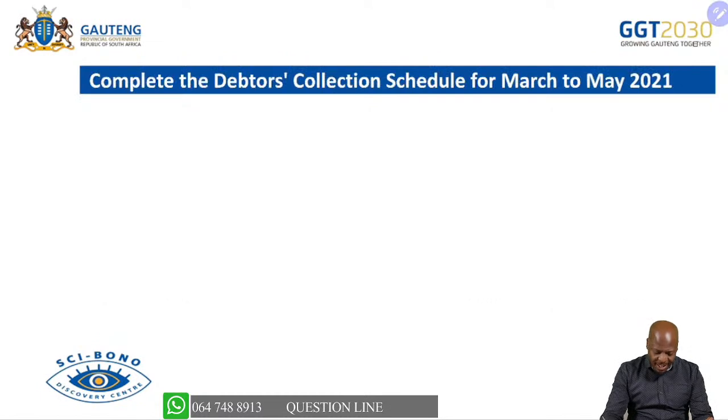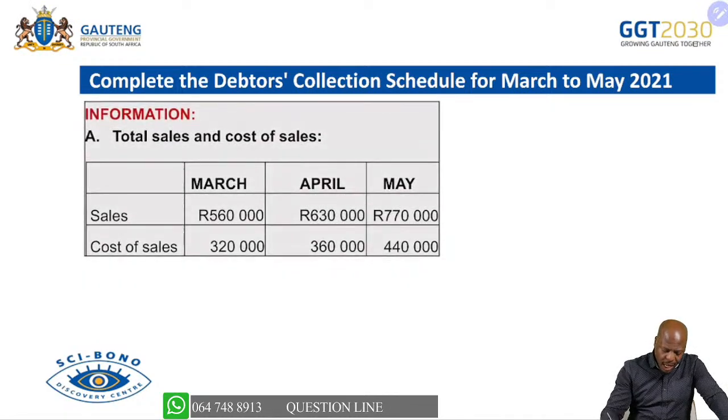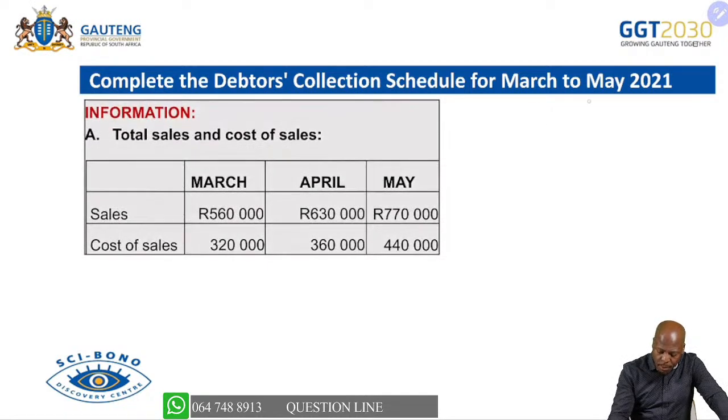And then the first thing that we are required to do is to complete the debtors collection schedule for the month of March to May. All right. So let us see what information are we given. Here's the information. We are given our total sales and the cost of sales. Remember, we are completing the debtors collection schedule for the month of March to May. All right. And then here we are given our March, our April, as well as our May.